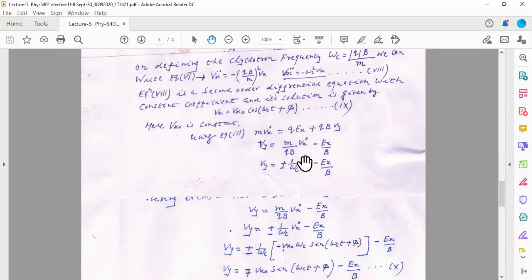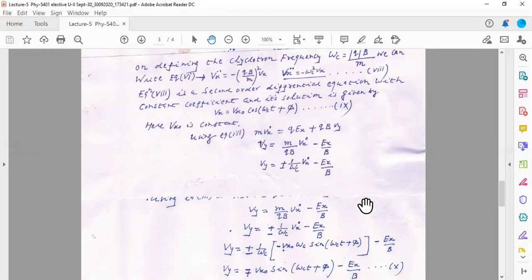And now we know Vx dot. We already calculated Vx dot. This is M Vx dot. We know these equations, right? So from this equation, you can calculate Vx dot is equal to Q Ex divided by M plus QB divided by M into Vy. So I am calculating, and again you see this Vx dot. There is another form of Vx dot which we have calculated.